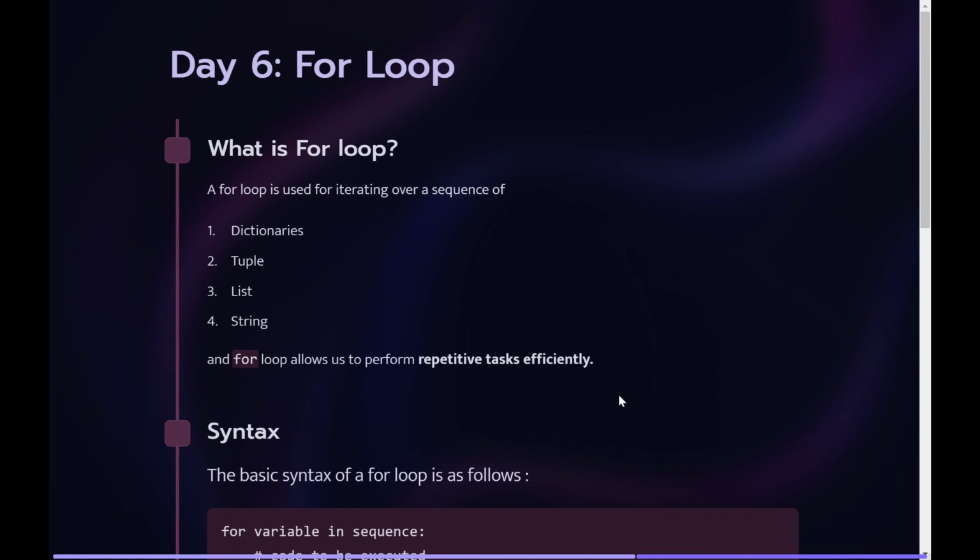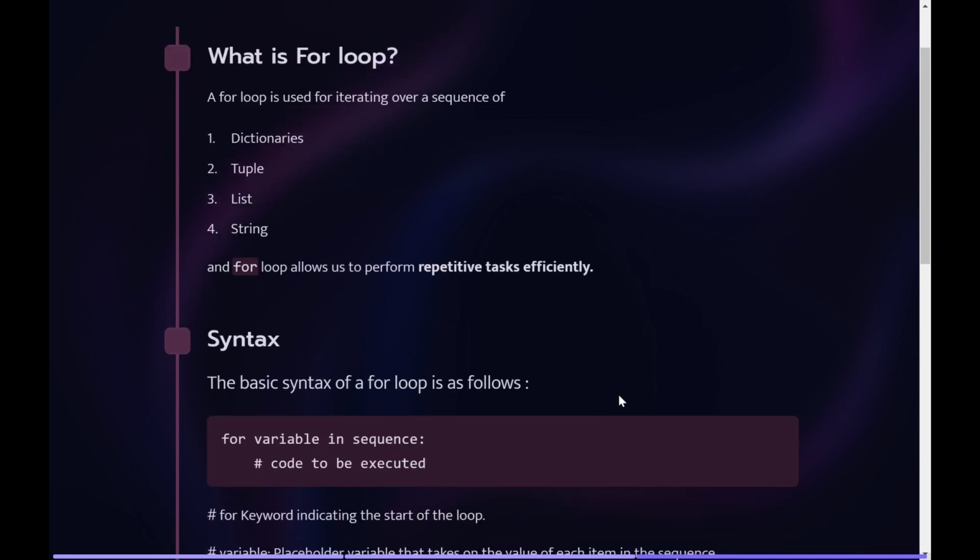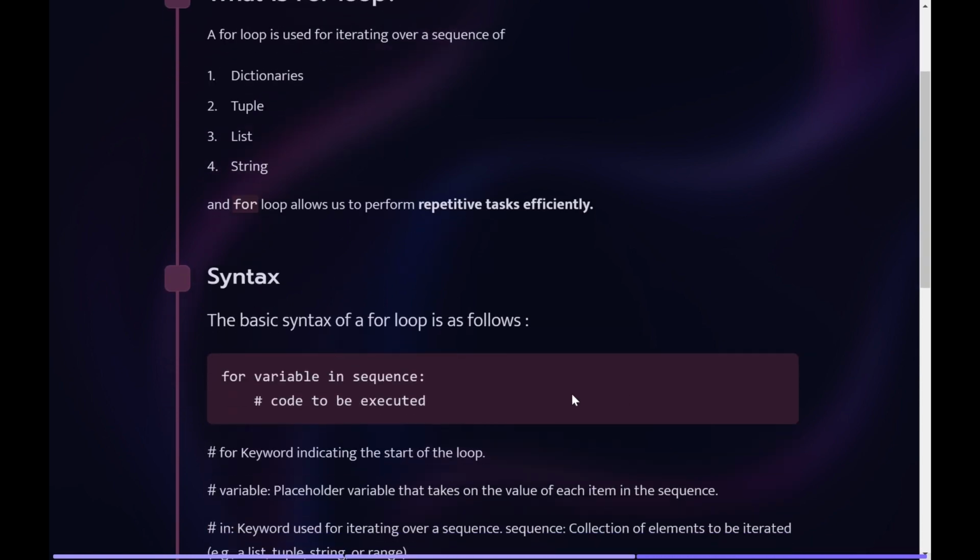So moving on to the syntax on how to write a for statement. So we'll be using the for keyword followed by the variable, in keyword, and the sequence. Say, is it a string or list or tuple or dictionary? And then the code that you want to execute will follow.